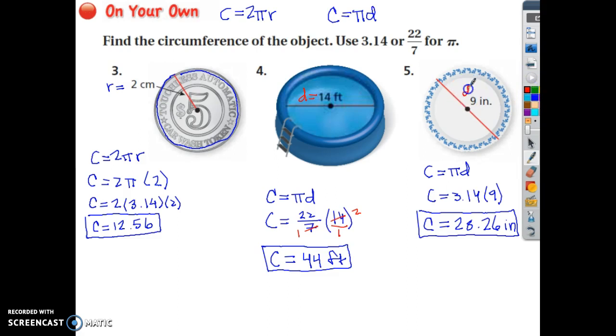Similarly, in number 5, the diameter here is 9 inches. Since the 9 will not reduce with the 7 in my 22 over 7, I went ahead and used 3.14. So pi times 9 multiplies to give me a circumference of 28.26 inches.